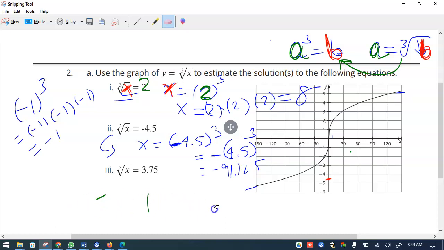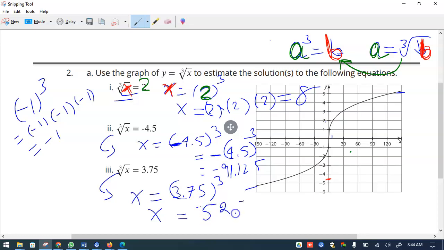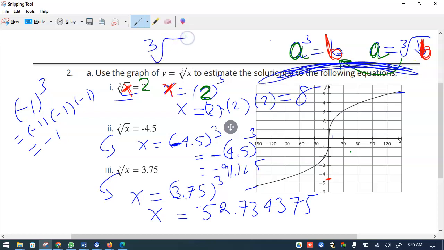And the last one is, so this one will be x equals 3.75. So using the calculator, you will see this answer is going to be 52.7343. This is the exact answer. I hope I made sense to you. So just to remember, this is important. And also another thing is, if you take the cube root of minus b, it is the same as writing the cube root of b, but with the minus sign outside.